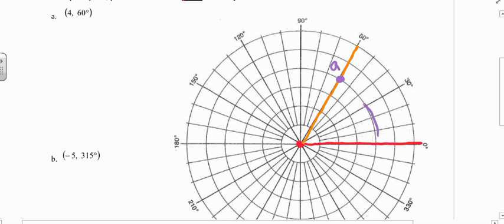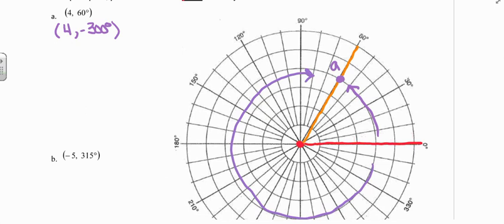And again, I can go 60 degrees in a counterclockwise fashion from my pole. And as we talked about in the previous video, another way to name this would be if I went clockwise from that pole. In this instance, I would have to go a total of 300 degrees in the negative direction, so another way to name that point would be 4 comma negative 300 degrees. And like yesterday, pay close attention to the fact that those two angles are indeed coterminal. Their terminal side is in the exact same location.